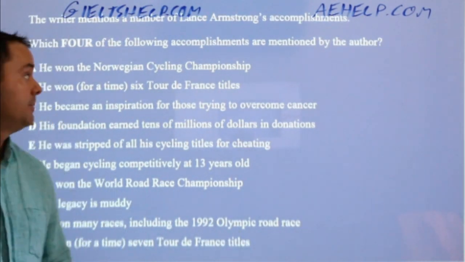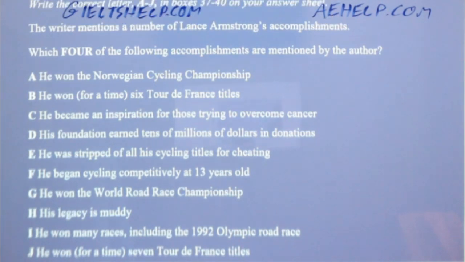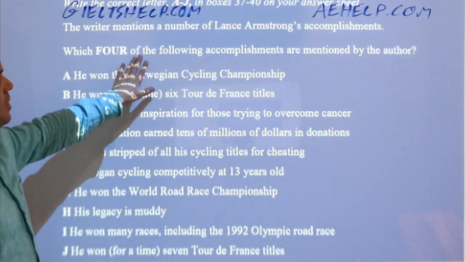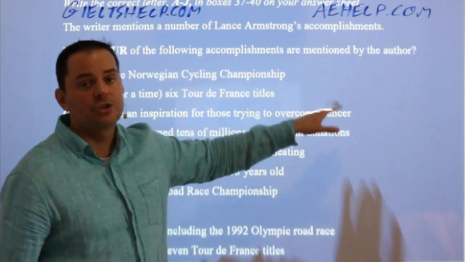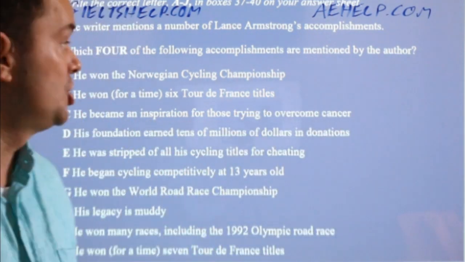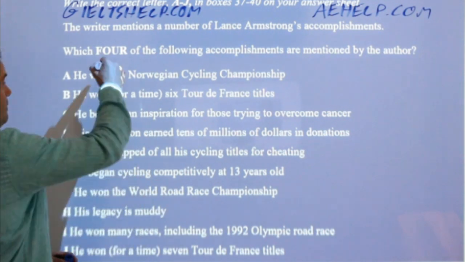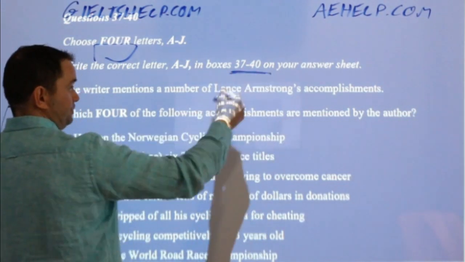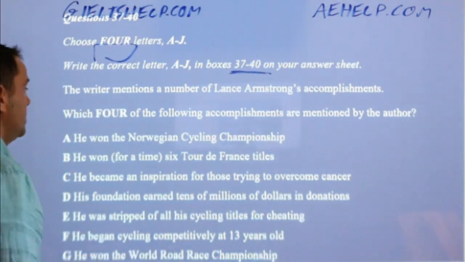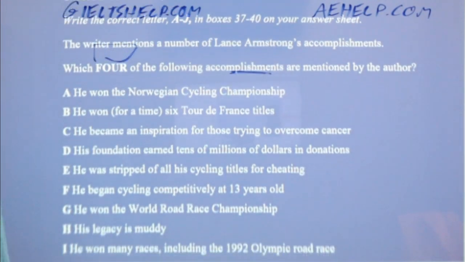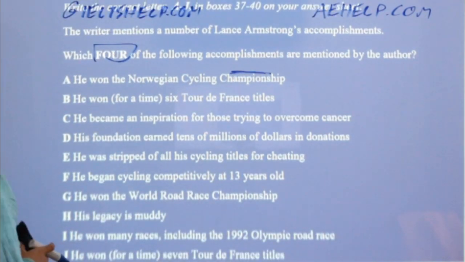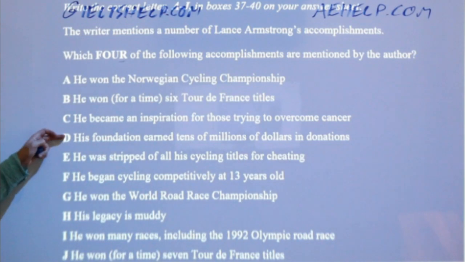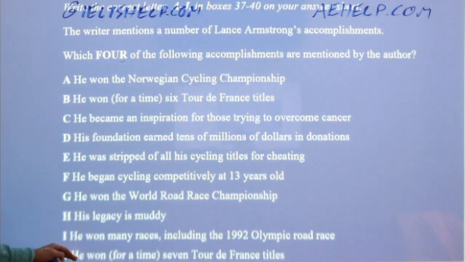Okay, so here we have to, it's almost like a type of multiple choice. Which 4 of the following accomplishments are mentioned by the author? So selecting the correct information. Here we have to choose 4. This is questions 37 to 40. So in your answer sheet, it's worth 4 marks, from boxes 37 to 40. Which 4 of the following accomplishments are mentioned? And then you have 1, 2, 3, 4, 5, 6, 7, 8, 9, 10 choices.